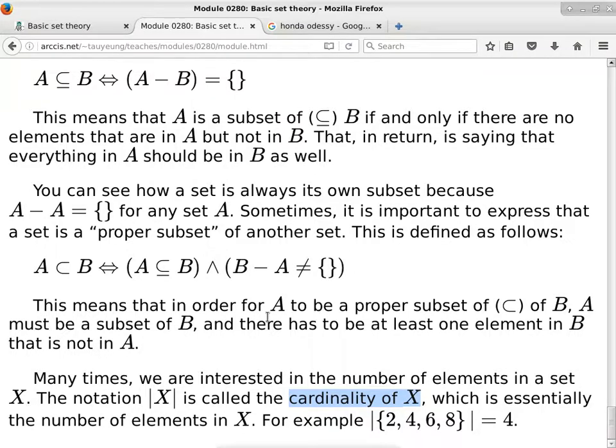Hold on a second here. So you're telling me that we can compare infinity with infinity, but not with another infinity.